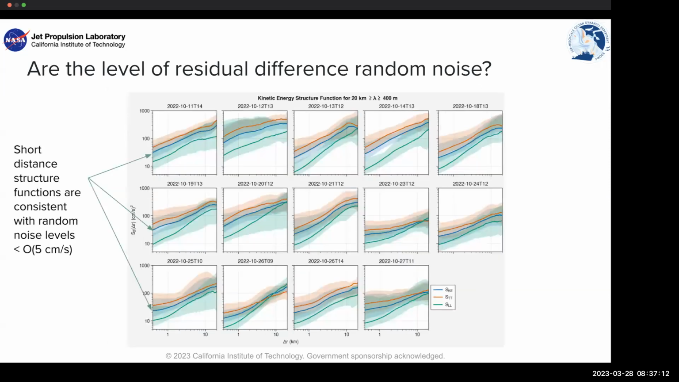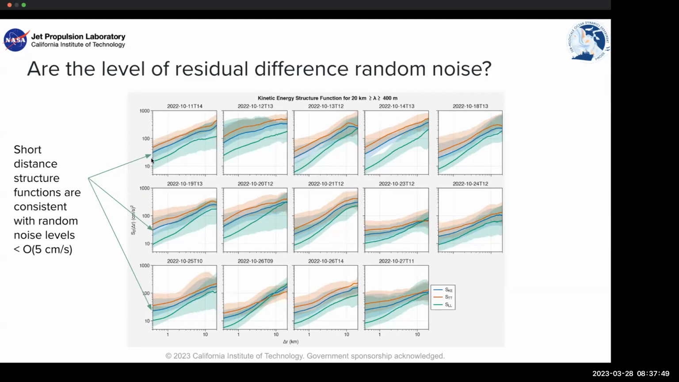You can get a similar story from the structure function, basically the square difference of the velocity at two different points as a function of separation. And so I've looked at separations between 400 meters and about 20 kilometers in this case. You can see that the slopes of the structure functions are related to the slopes of the spectrum, and this is to be expected. We can talk about that later.